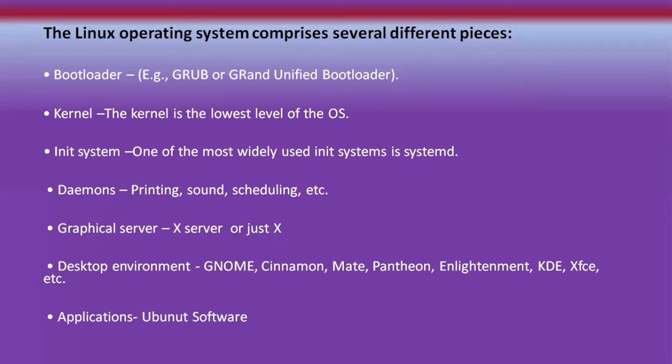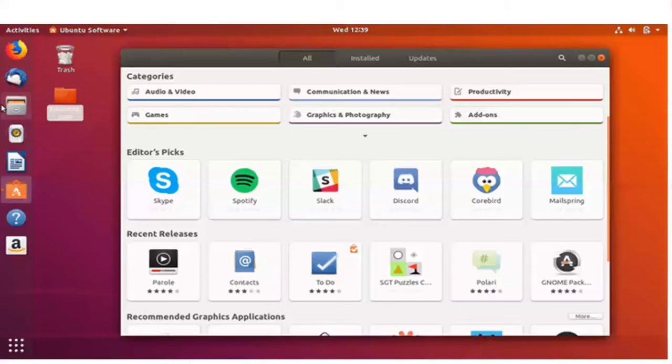For example, Ubuntu Linux has the Ubuntu Software Center, and these are the applications like Skype, Spotify, Slack, Discord, CodeBird, and many more. These are the applications that are included in the Ubuntu software, which allows you to quickly search among the thousands of apps and install them from one centralized location.